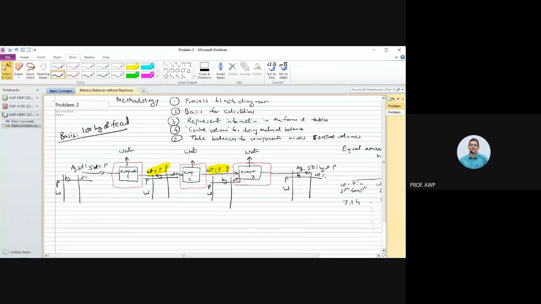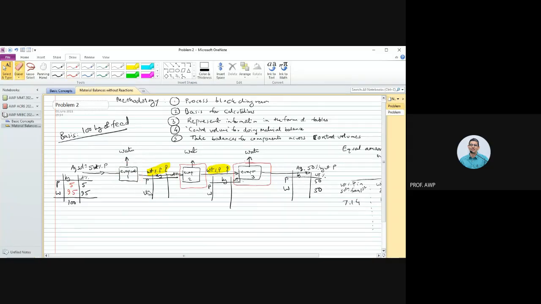So if this is the basis, this is 100, then obviously what else do we know? We know this is 5 and this is 95. We know this is 50 and this is also 50. So if this is 100 kg, then P would be 5 kg, water would be 95 kg.